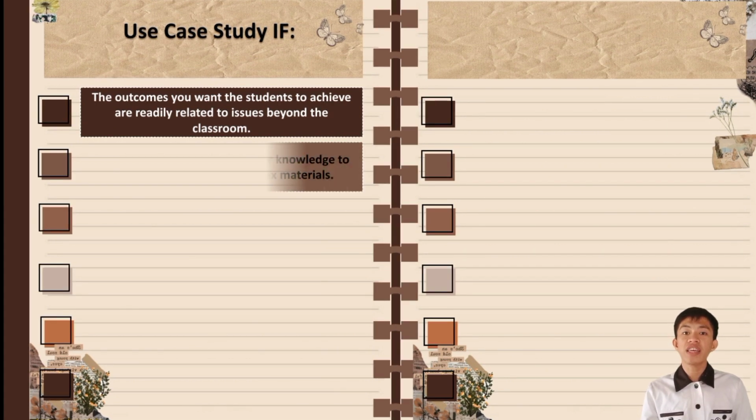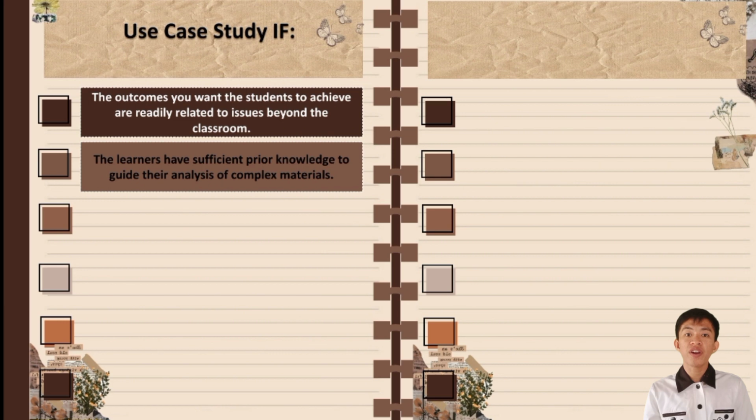Number two, use case study if the learners have sufficient prior knowledge to guide their analysis of complex materials. Okay, so you cannot let the students use case study without prior knowledge about analyzing the details or situations that are given to them, because learners, especially in elementary, have a low level of thinking. They are still in the process of developing their knowledge and skills, right? So you have to be considerate of their learning stage level, right?